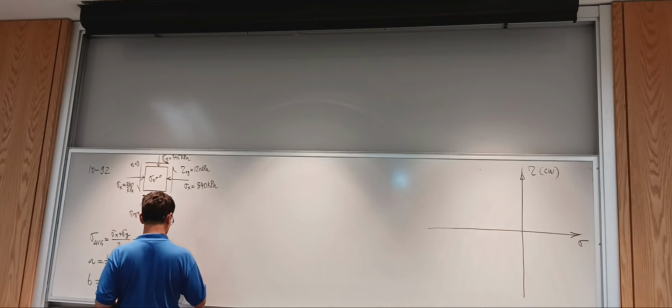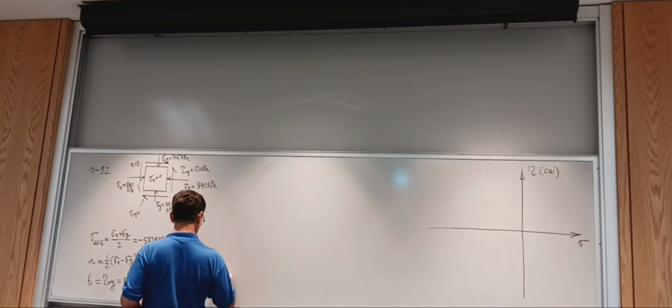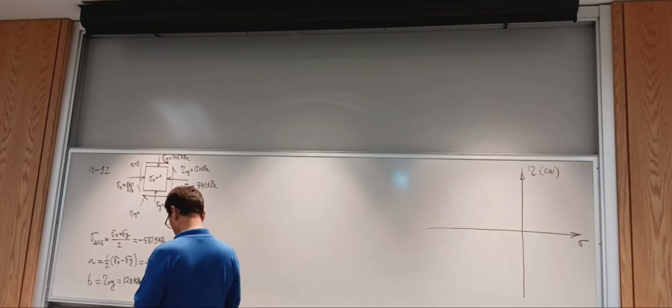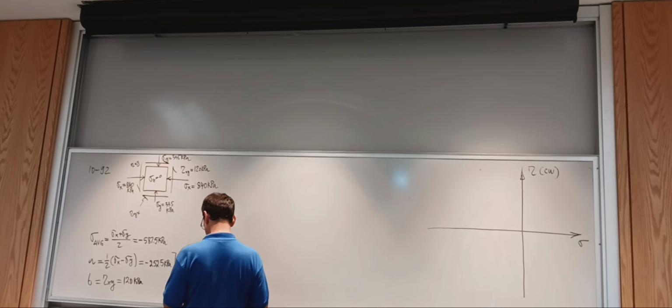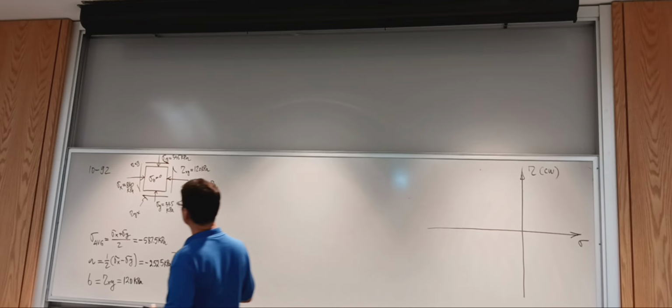Okay, so with this result, I can get the radius: the square root of 252.5 squared plus 120 squared. And this is 279.6 kilopascals.